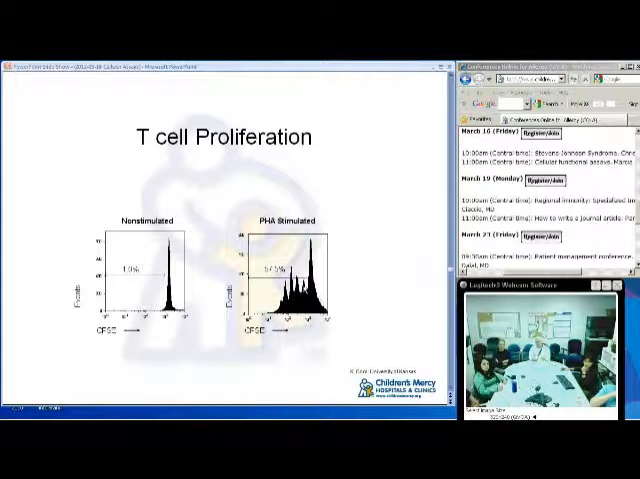And you can actually count the number of divisions. So here we have 1, 2, 3, 4, 5. So there have been 5 divisions over 3 days in which the cells have responded to PHA. Okay? So this is with CFSC.